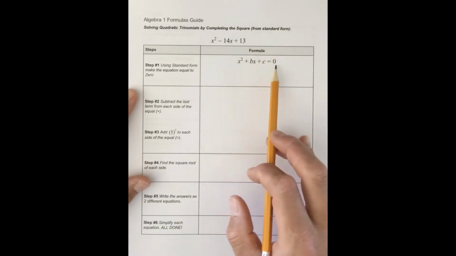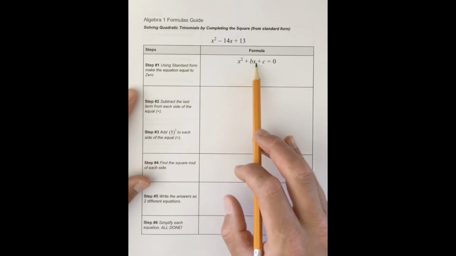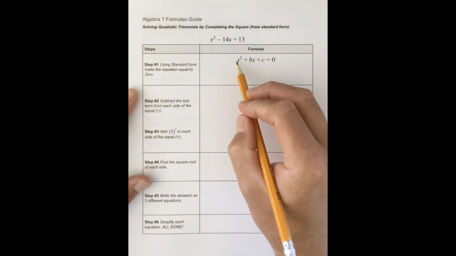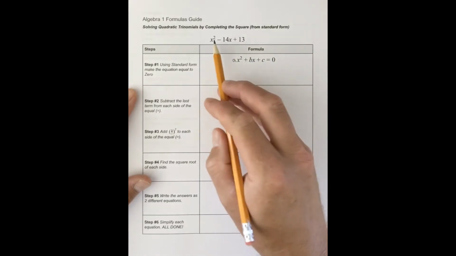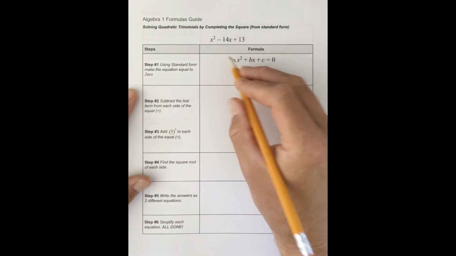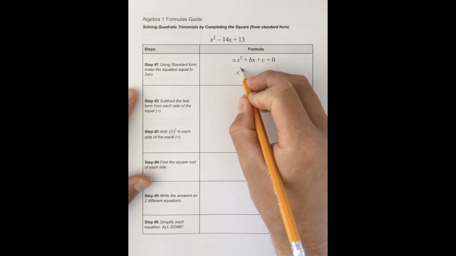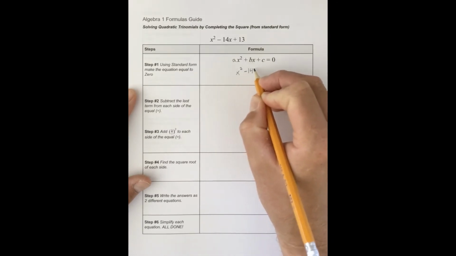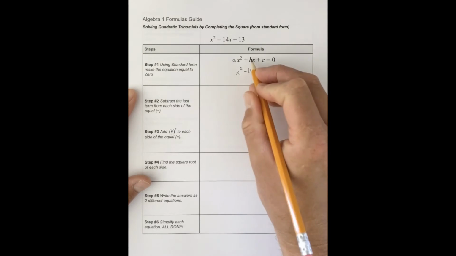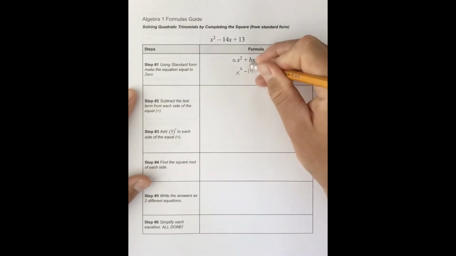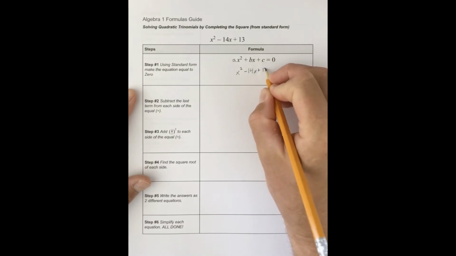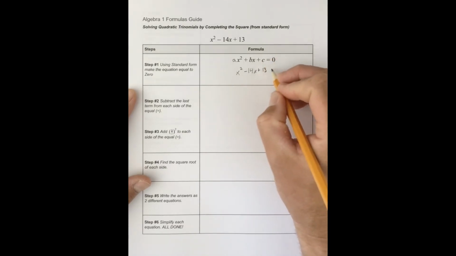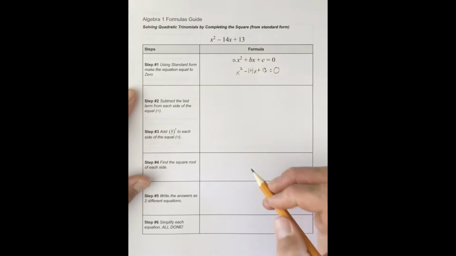So I wrote that up right there, x squared plus bx plus c, and if there was a coefficient here, that would be an ax squared. And so I'm going to put this down here just so that we can see how those match up. So you can see that a negative 14 is our b, and a positive 13 for this equation is our c. And then we make it equal to 0.